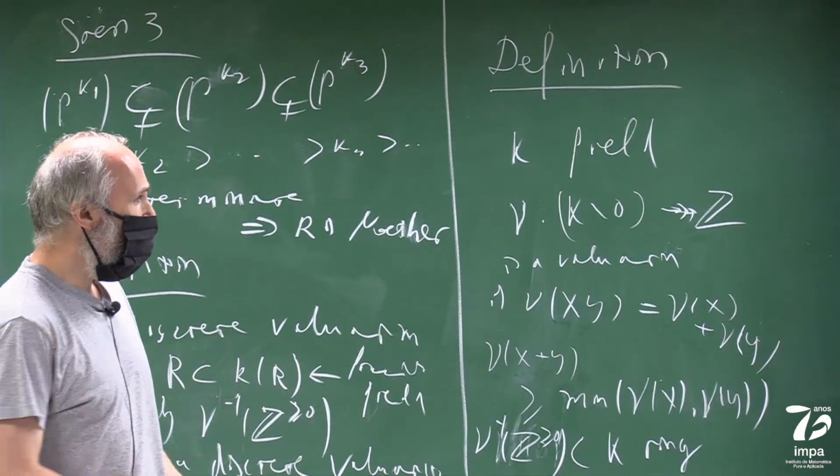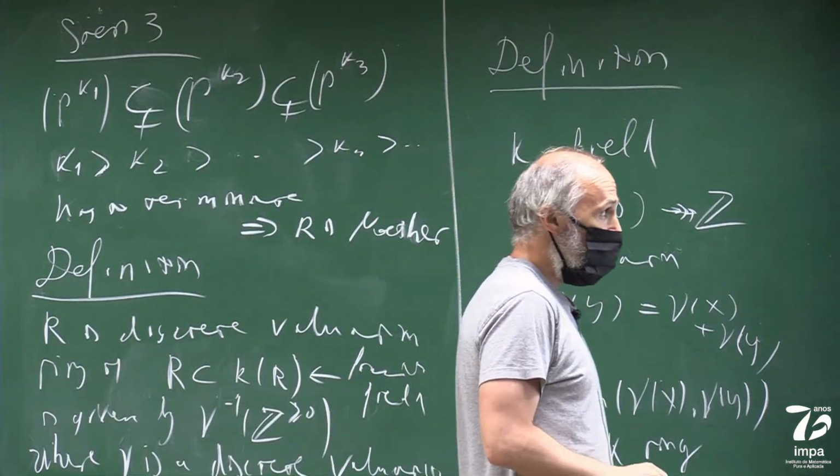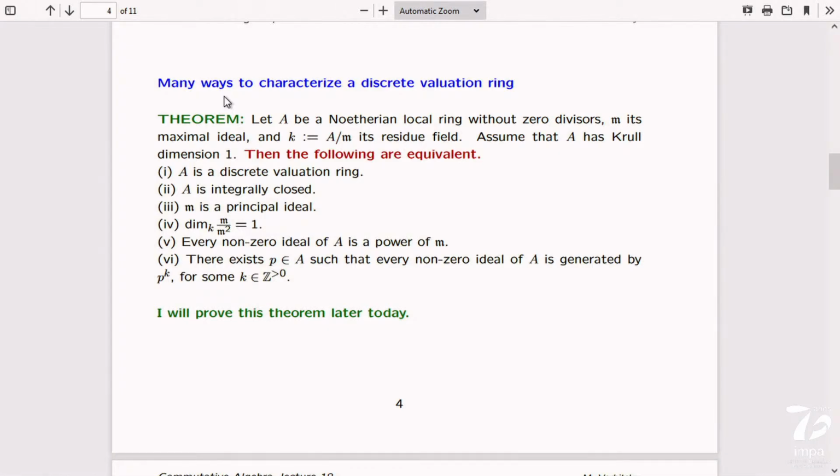Okay, so there's lots of ways to characterize this. I will write that later because I'm not going to prove it. I just wanted to show you that this is a really convenient notion because it has lots of equivalent characterizations. If you have a local ring of Krull dimension 1, then it's a discrete valuation ring if and only if it is integrally closed, if and only if the maximal ideal is principal. This is the Zariski tangent space, or cotangent space. It should be one-dimensional. Every non-zero ideal is a power of m.